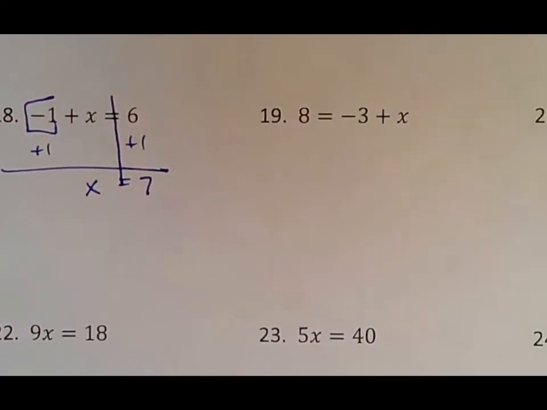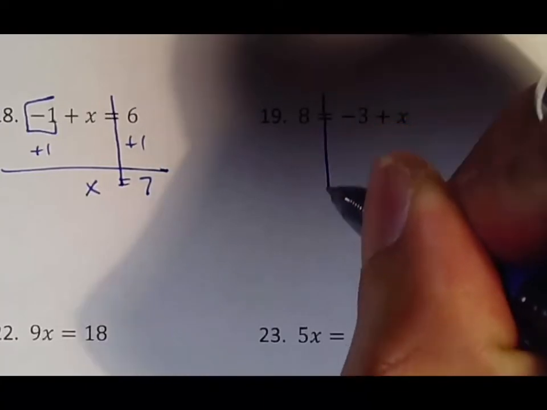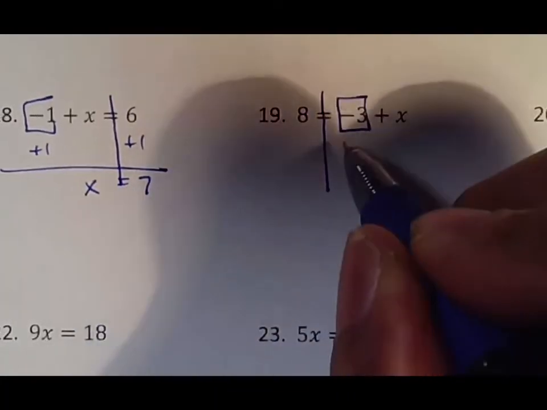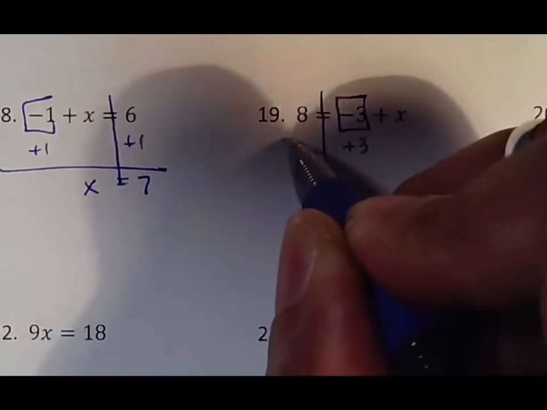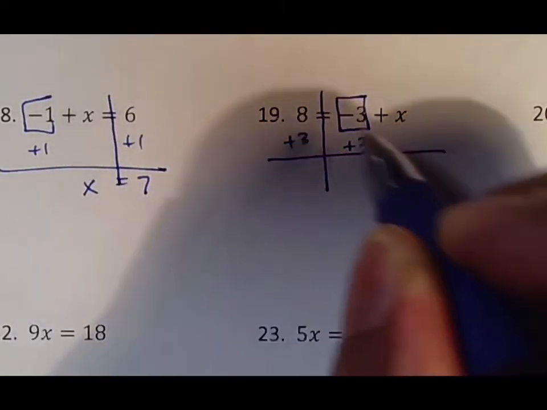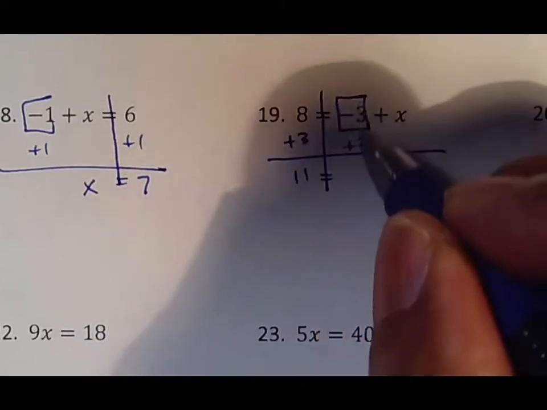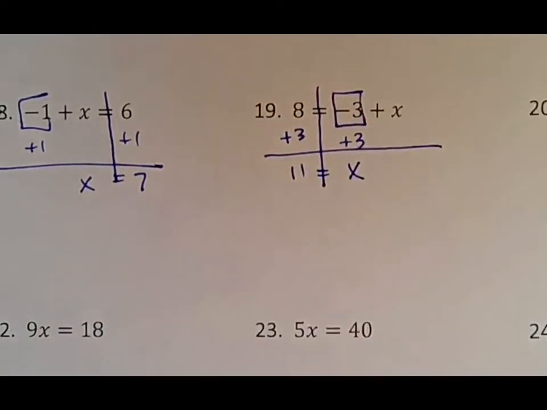Number 19. Doesn't matter what side x is on. This time x is on the right side, but it's still with a negative 3, which means what I have to do is move the negative 3 with a plus 3. That has to become your habit. 8 plus 3 becomes 11. Again, you're working that out. That's gone, and x comes down.